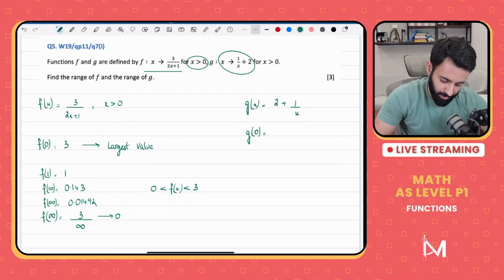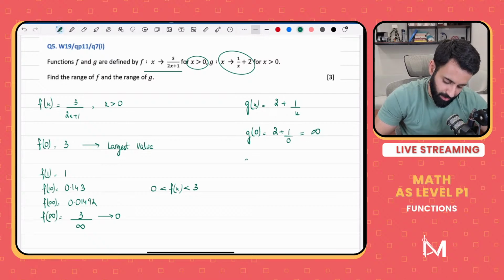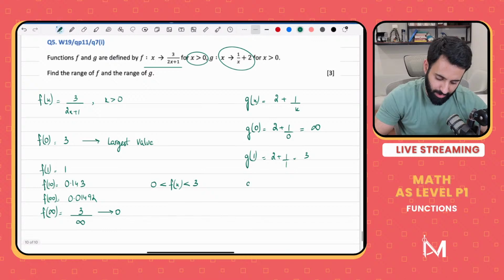Which I know we can't, but if you do it, you get infinity. Okay, now let's plug in 1. So you get 2 plus 1 upon 1, which is equal to 3. Okay, what are we doing? We're trying to identify a trend.